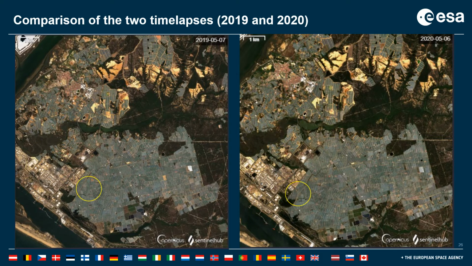series. At the beginning of May, which is when those images were taken, there are not yet many fields where the plastic has been removed from the greenhouses.